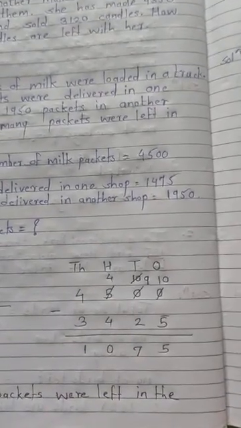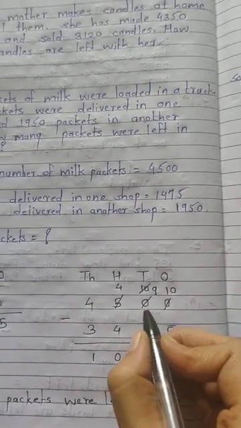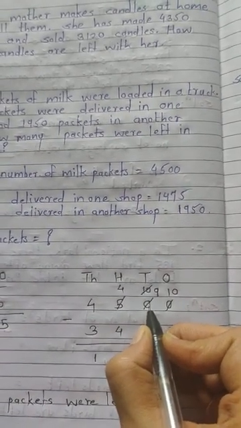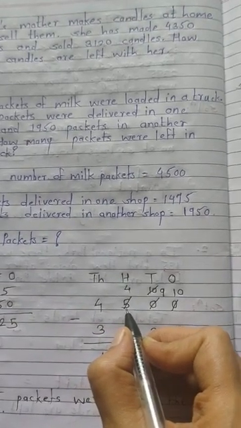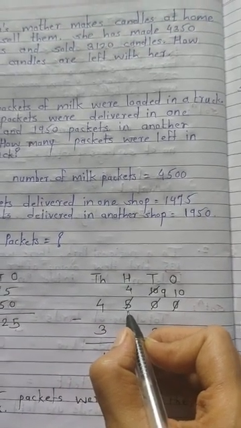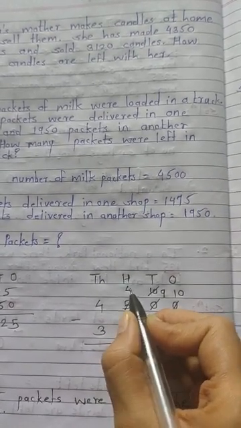So starting from the ones place, 0 minus 5, possible? No. So what we will do, we will go to the next place for the borrow. Here is also 0, so it cannot give us anything, right? So we will move next. 5 is here, so it can give us 1. Yes, so we will take 1 from it. So how many will remain here? 5 minus 1, that is 4.